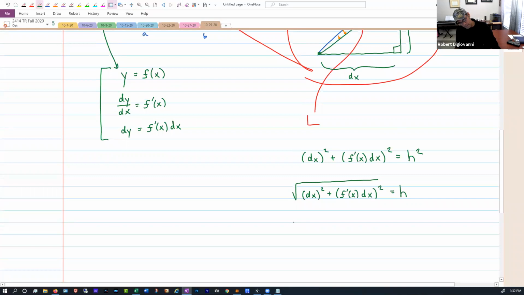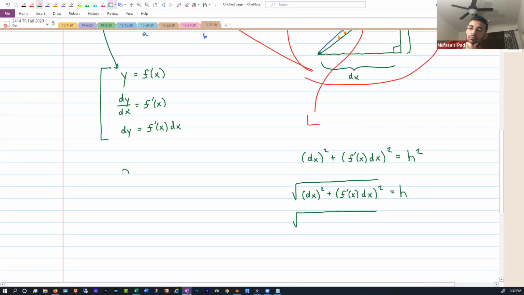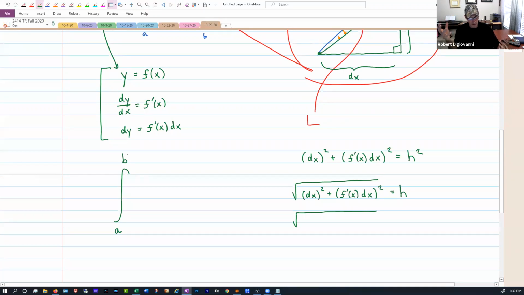Now, check this out. Do you agree that at this moment we have a formula for that hypotenuse, and that we can just use the integral to add them up? Yeah? So right now, here's what I could say. The integral from a to b of whatever it is I'm adding up. And all I'm adding up is this stuff. I could put that right here, right now, and that would give me the length of the whole curve.